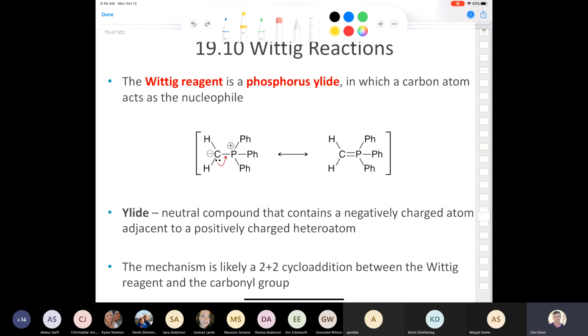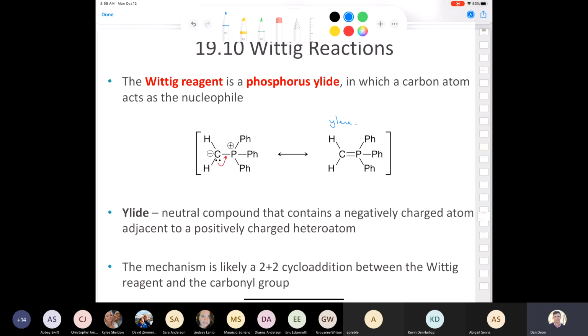Wouldn't that be preferred? Well, remember, carbon is in period 2, and phosphorus is in period 3, and so the orbital overlap will not be very good, and so in fact this will probably be the major species. Okay, that would be the ylide, and this part over here, or this resonance contributor, we call the ylene, and the ylide. All right, now what about the mechanism?